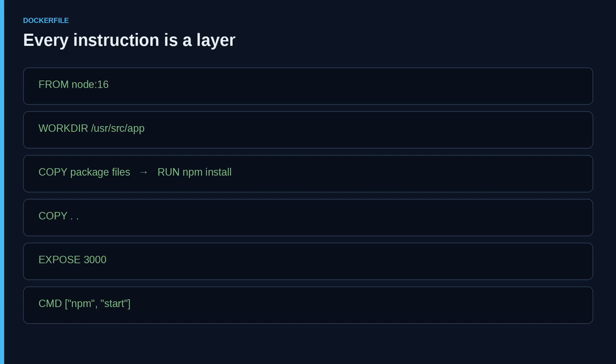Order matters. Putting install before the full copy is the classic cache trick. Putting it after would rebuild node modules on every tiny edit. The file is short, but it is the entire contract between your laptop and every machine that later pulls the image.